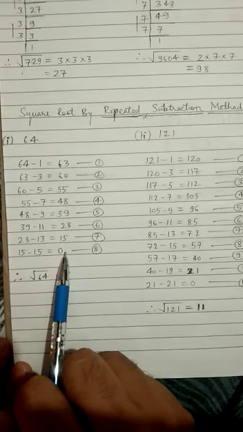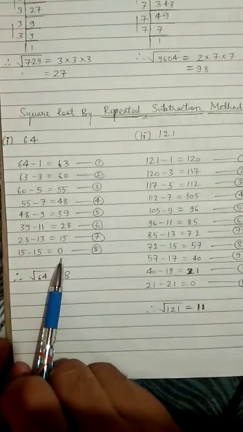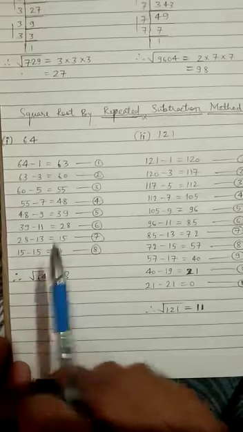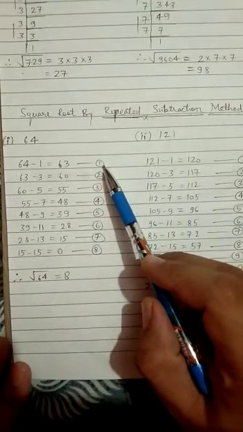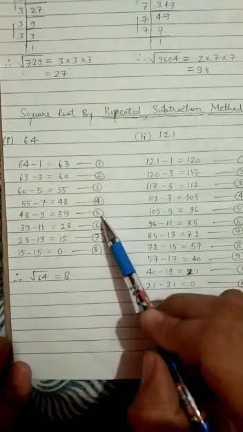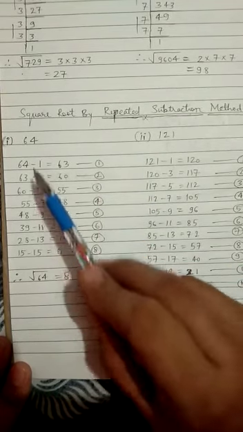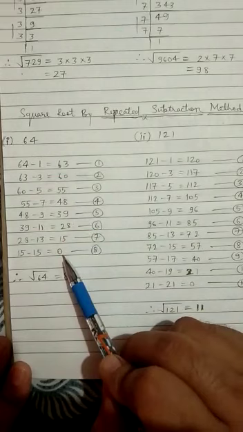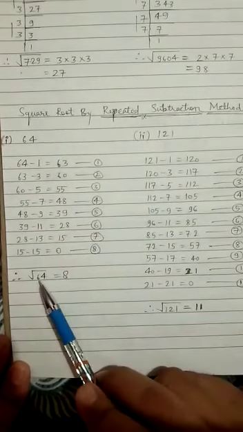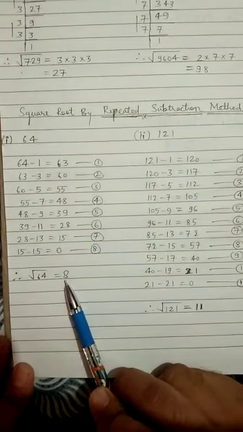Then we have to count in how many steps the 0 remainder has come on doing repeated subtraction of consecutive odd numbers. So here are steps number 1, 2, 3, 4, 5, 6, 7 and 8. This process is completed in 8 steps. 64 has become remainder 0 in 8 steps. It means the square root of 64 is 8. This is by the repeated subtraction method.